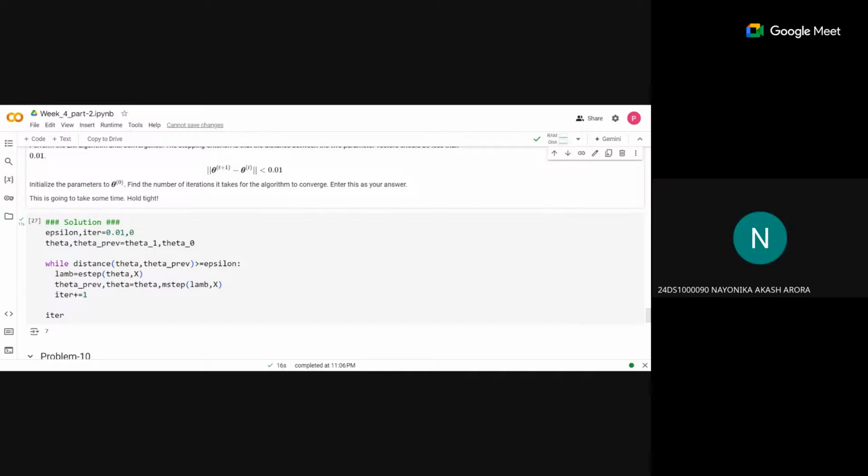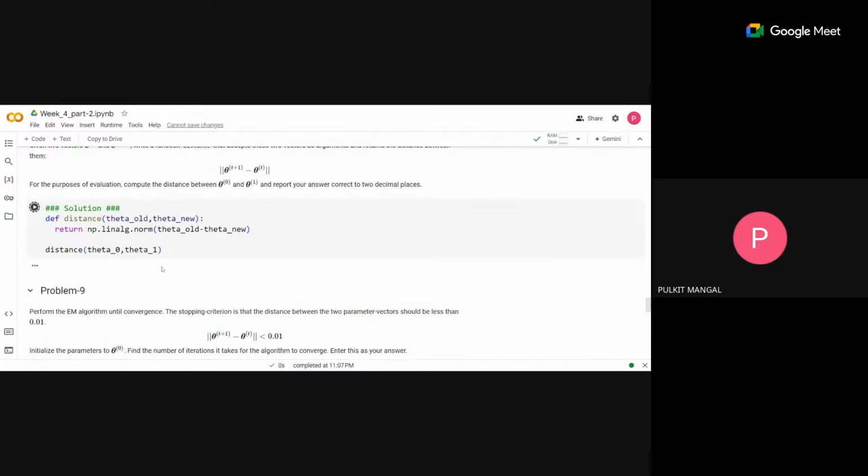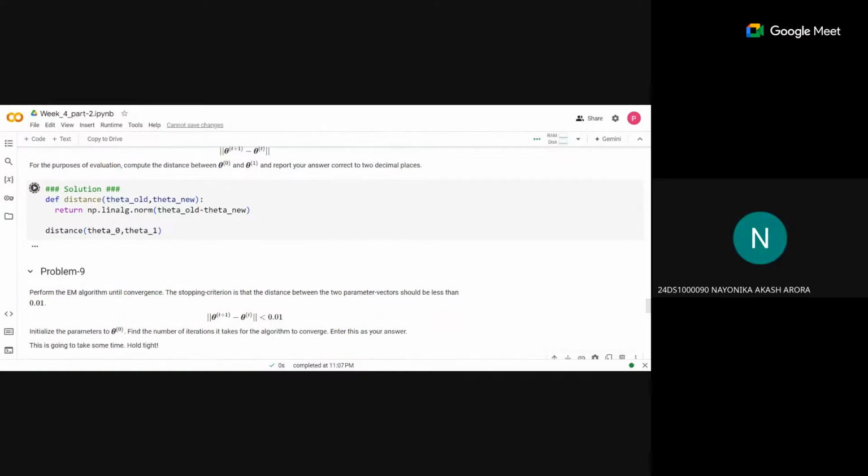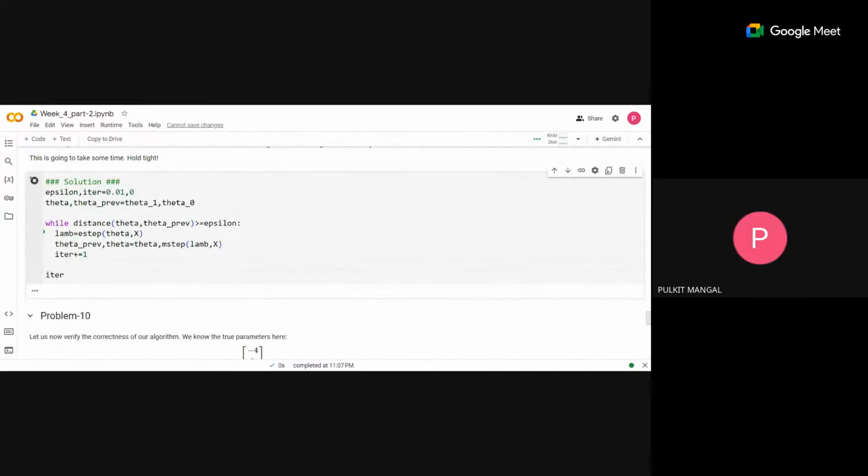Sir, for me, it's showing theta 1 is not defined, and then previously it was showing lam 1 is not defined. Why is it showing like this? Probably try running the whole Colab again. Okay, so Control plus F9, if you press, it will run the entire Colab from the starting. Sometimes it might be a glitch from the Colab side also. Okay, so that's what I am also doing.